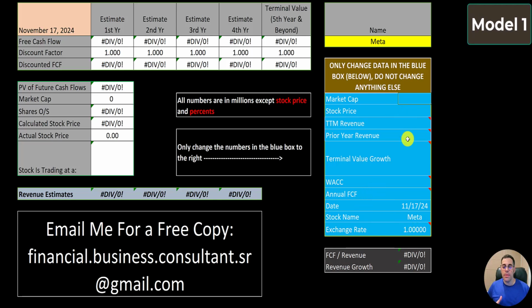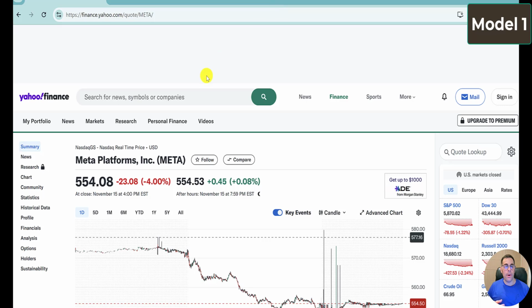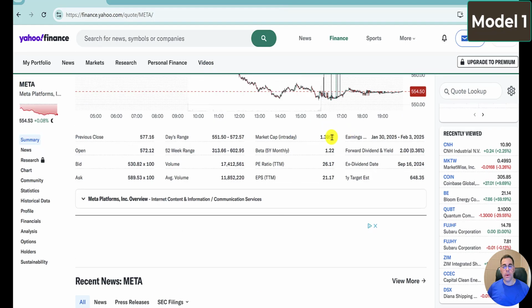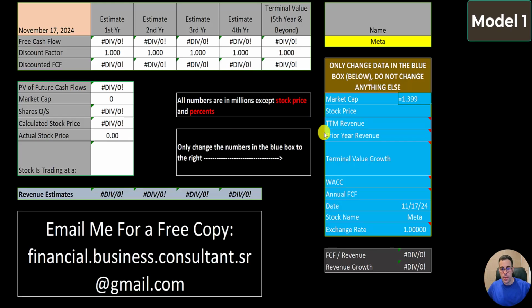So let's enter everything in the blue box. We need market cap. I'm going to use Yahoo Finance to get the information. So I pulled up Meta already. Let's scroll down. Market cap 1.399. You could just copy that. 1.399 is 1.399 trillion, so I'll multiply that by a trillion.